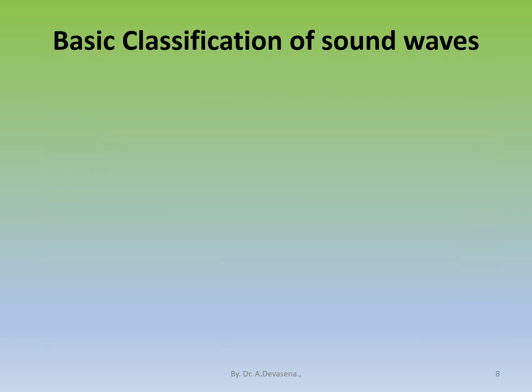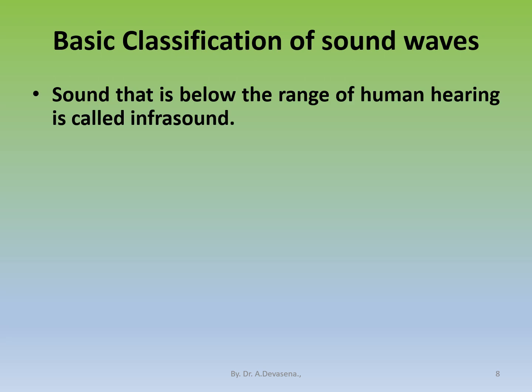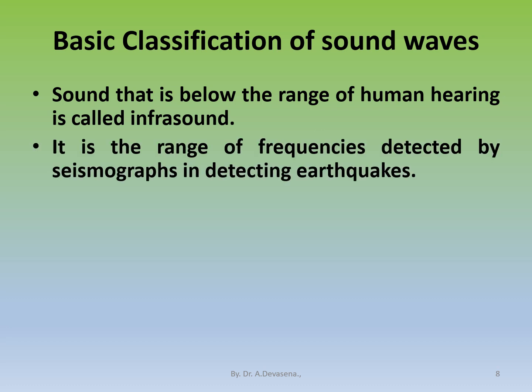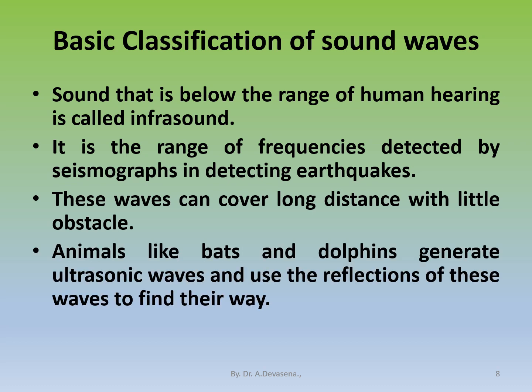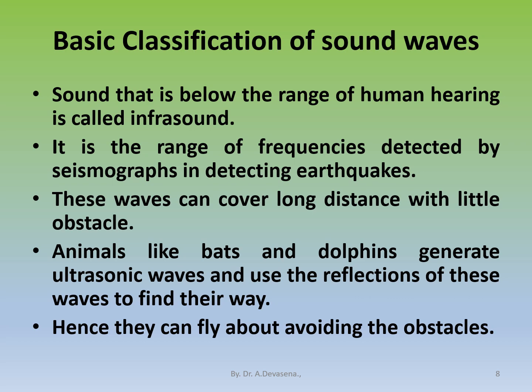Basic classification of sound waves. Sound that is below the range of human hearing is called infrasound. It is the range of frequencies detected by seismographs in detecting earthquakes. These waves can cover long distances with little obstacle. Animals like bats and dolphins generate ultrasonic waves and use the reflection of these waves to find their way. Hence, they can fly about avoiding obstacles.